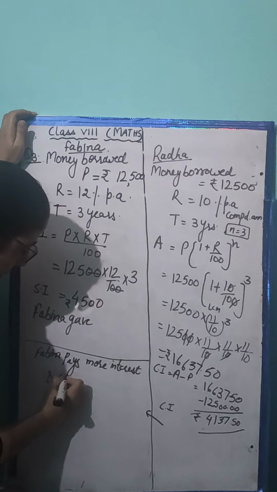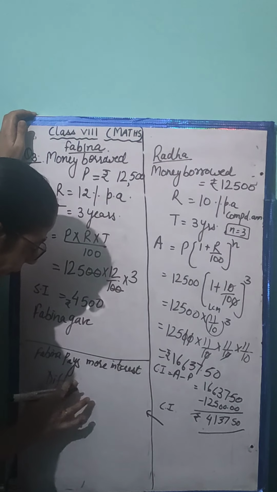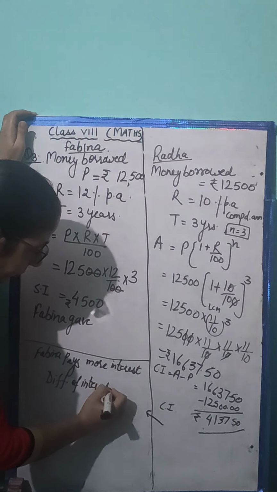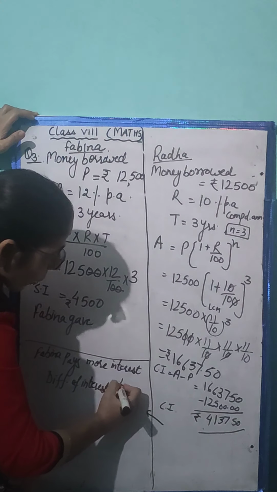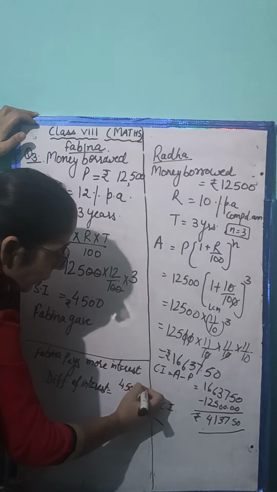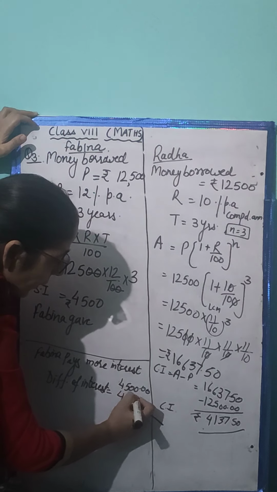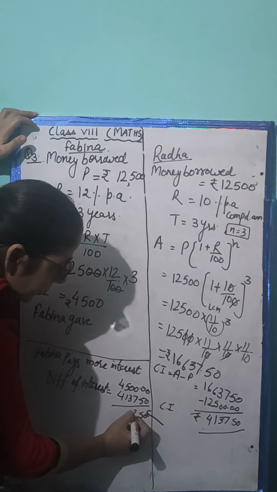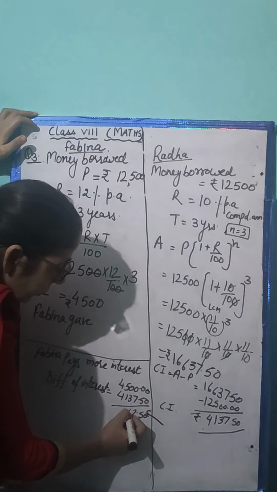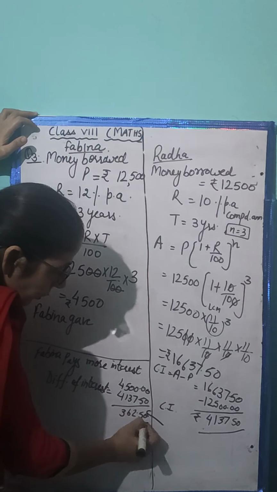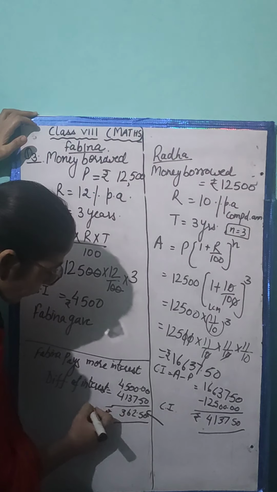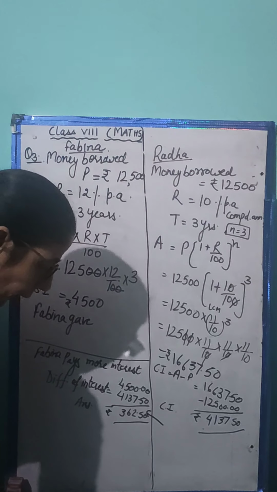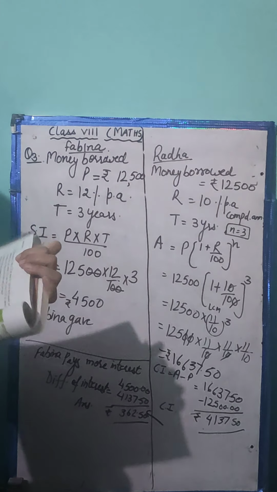The difference of interest is equal to how much? 4,500 minus 4,137.50, and that comes out to be 362.50. So this is the answer. I hope you have understood this question. Question number 4 is also very similar to this question.